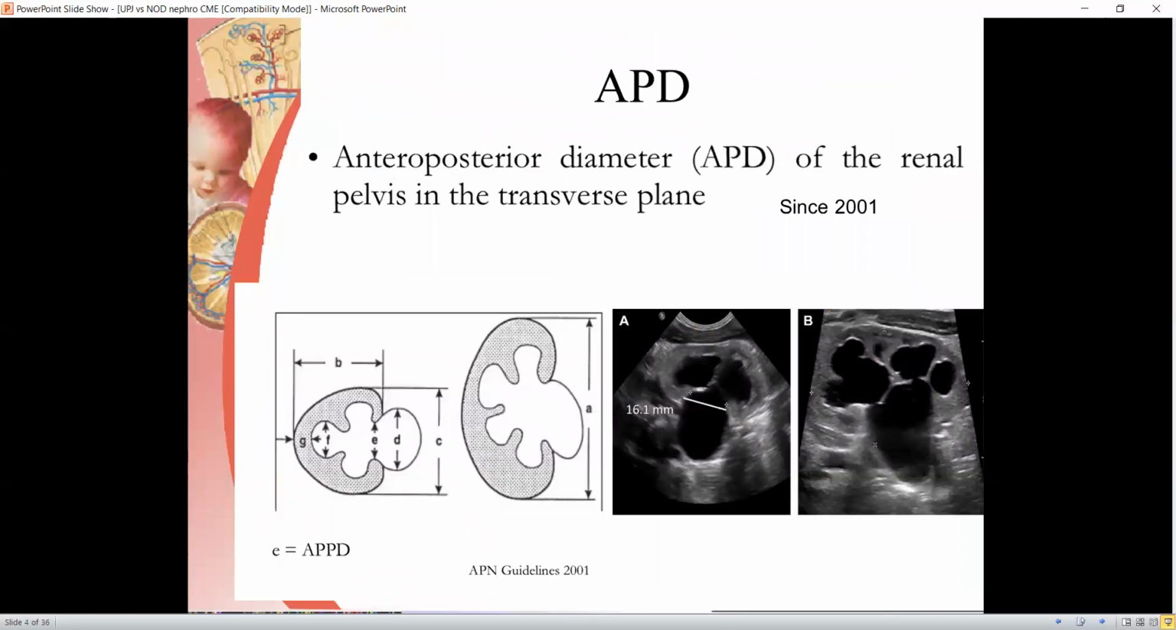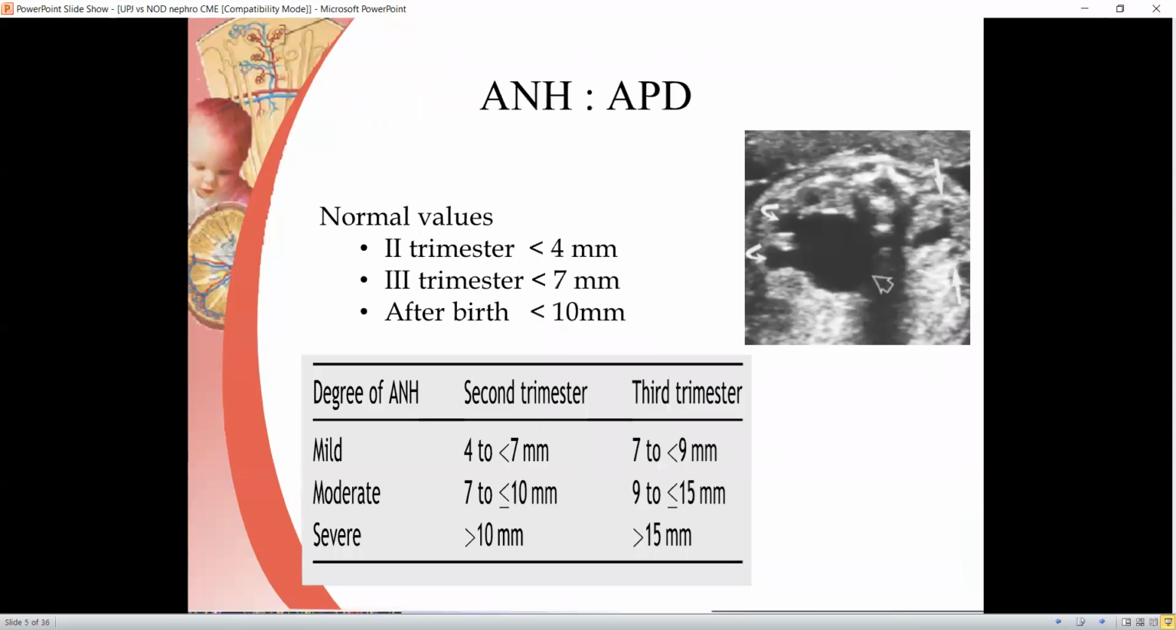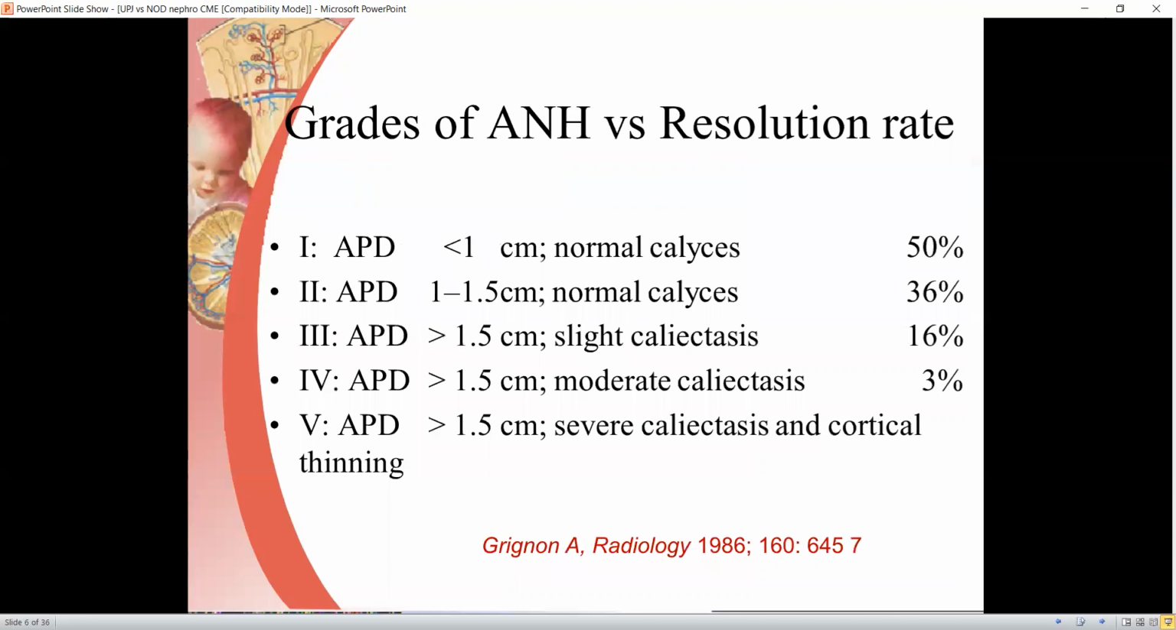The anteroposterior diameter classification of the renal pelvis has been in vogue since 2001, and the measurement of the anteroposterior diameter is not always done properly. However, if measured, it gives a very uniform criterion. In fetal life, in the second trimester, less than 4 is normal, less than 7 in the third trimester, and after birth, less than 10 is normal. It also helps to grade the severity: anything more than 10 in the second trimester, more than 15 in the third trimester, and more than 20 at birth is severe hydronephrosis.